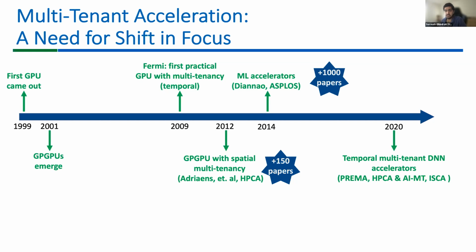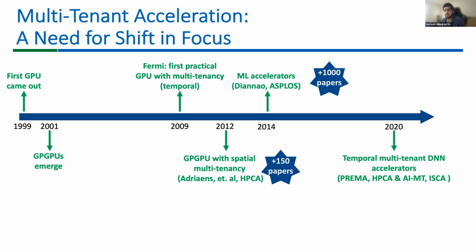Here we are looking at GPUs as one of the most powerful acceleration fabrics and one of the most successful accelerators in the history of computing. GPUs came out in 1999, and it was around 2001 that the first generation of general purpose graphic processors emerged. Due to the vast adoption of GPUs in the computing fabrics, supporting multi-tenancy in GPUs became the next challenge to enhance the resource utilization. It was 2009 that the first practical GPU with support for multi-tenancy through temporal task allocation emerged. In 2012, the case for spatial task allocation in GPUs was motivated, and after that, more than 150 papers have explored multi-tenancy in the context of GPUs.